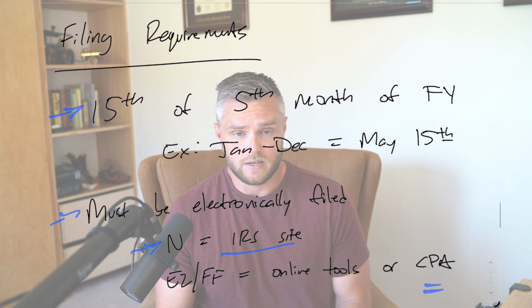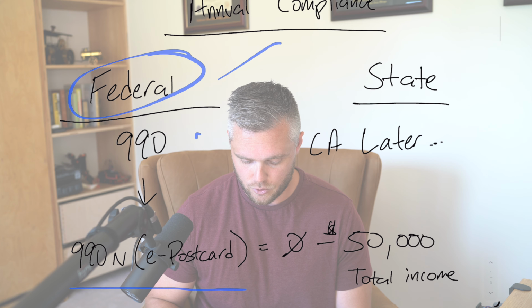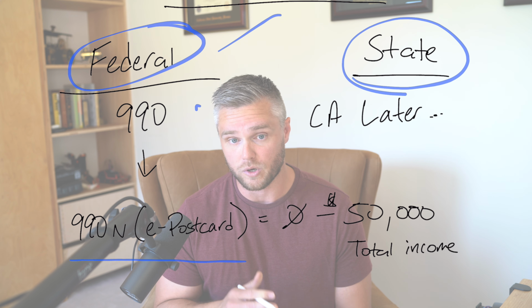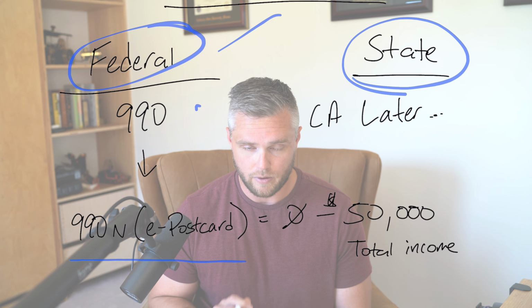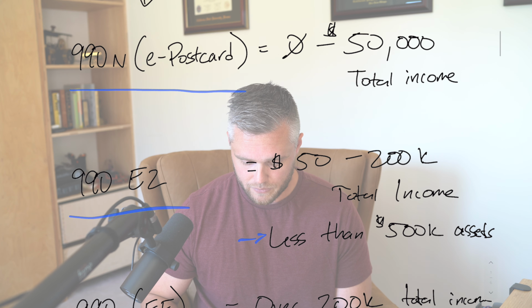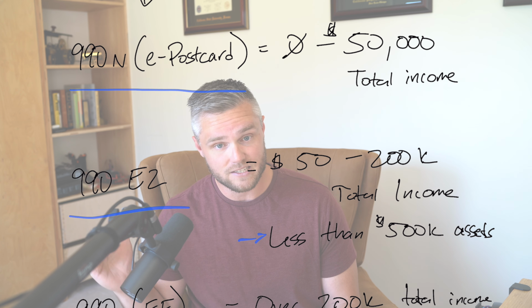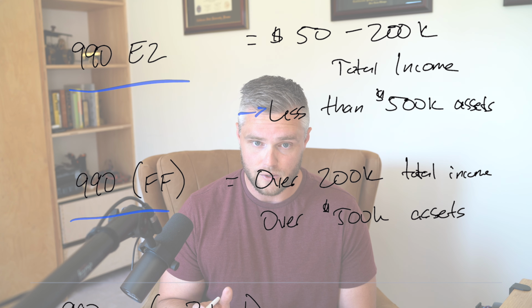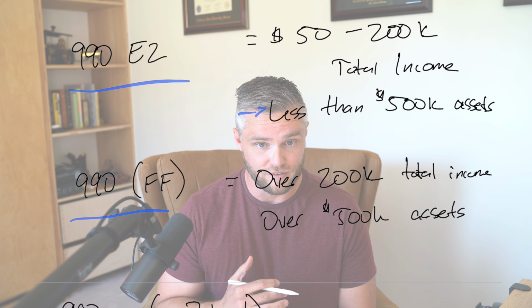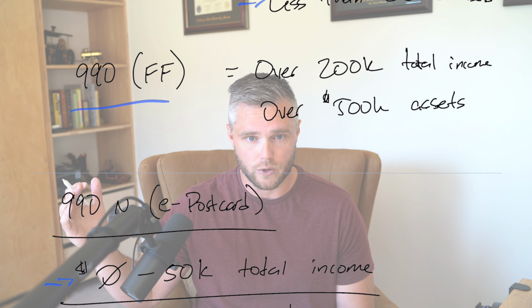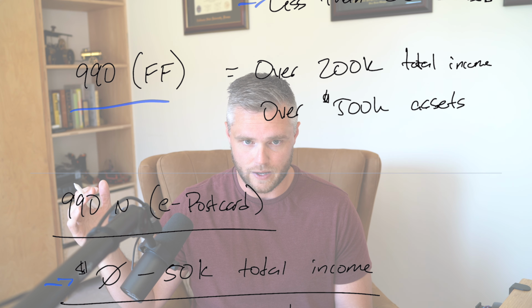So that's basically it. That is essentially the 990 in a nutshell. There is one hoop that you have to jump through for annual compliance as a nonprofit, and that is the 990. Again, there's a lot more stuff on the state side, which we'll cover in another video. But as a quick recap on the 990 side for federal, this is directly with the IRS. There's 3 versions of the form. The N or the E postcard is for anybody less than $50,000 of total income. The 990 EZ is between $50,000 and $200,000 of total income and or less than $500,000 in total assets. And then the full form is anybody over those thresholds, anything over $200,000 of revenue or over $500,000 of total assets.